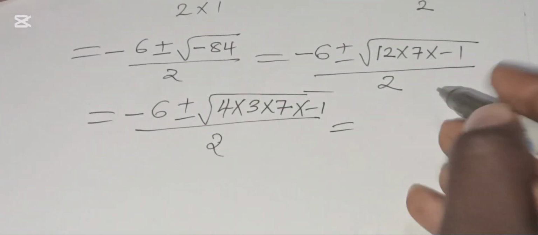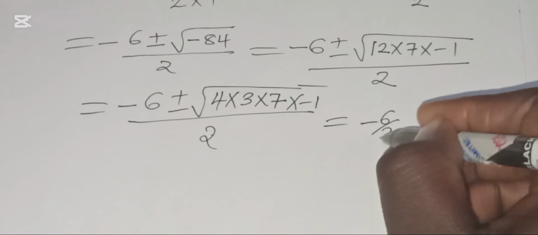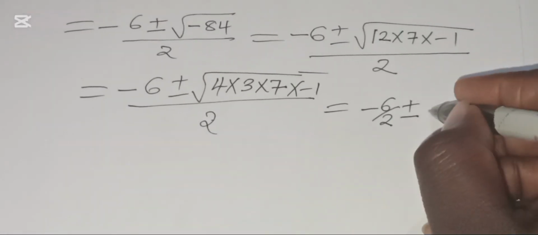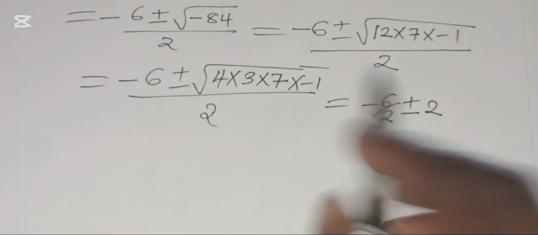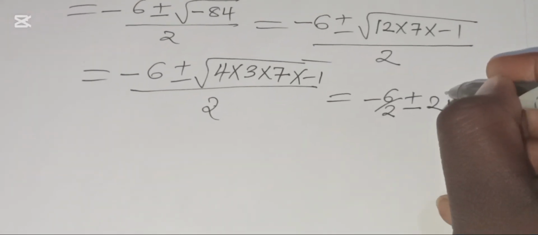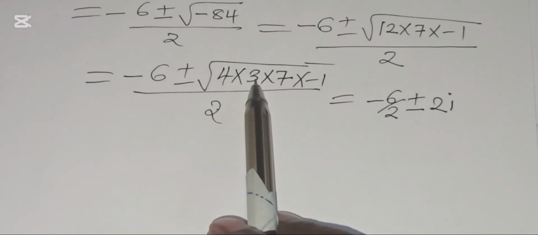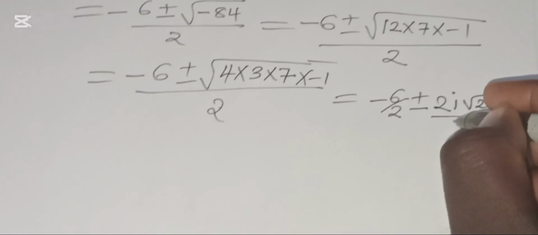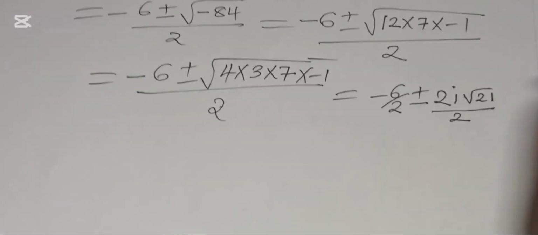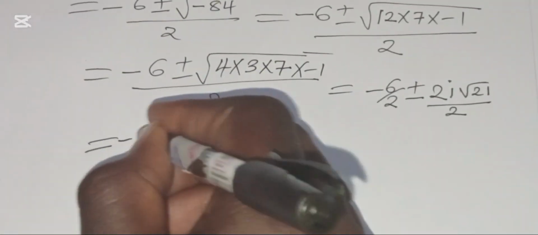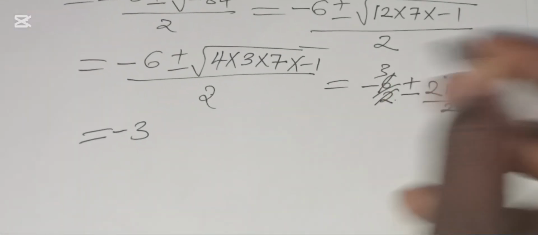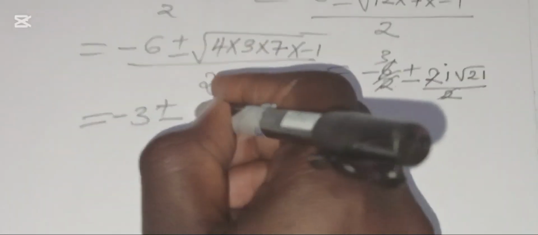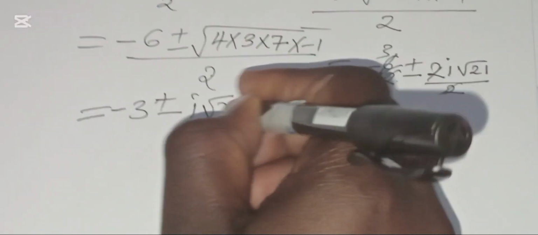Divide everything by 2. Okay, so that you'll have negative 6 divided by 2 plus or minus the square root of 4 is 2, the square root of negative 1 is i. Okay, and then we have 3 times 7, which is the square root of 21, divided by 2. Okay, so that now you're going to have negative 3. If you simplify this it is 3, and if you simplify here, you're going to have plus or minus i square root of 21.